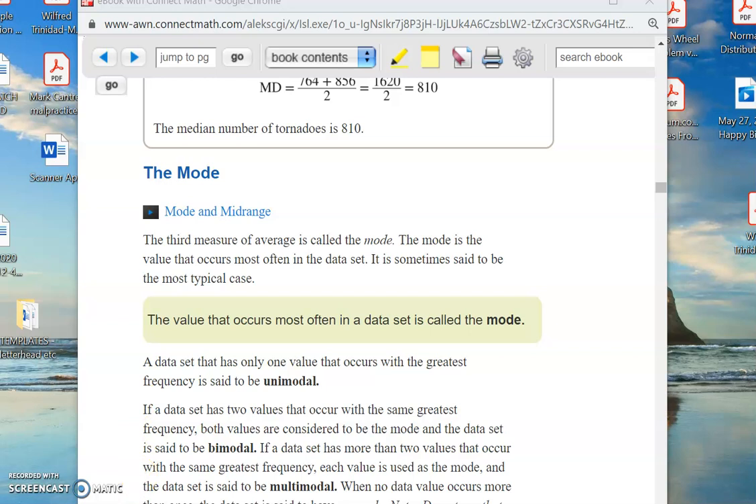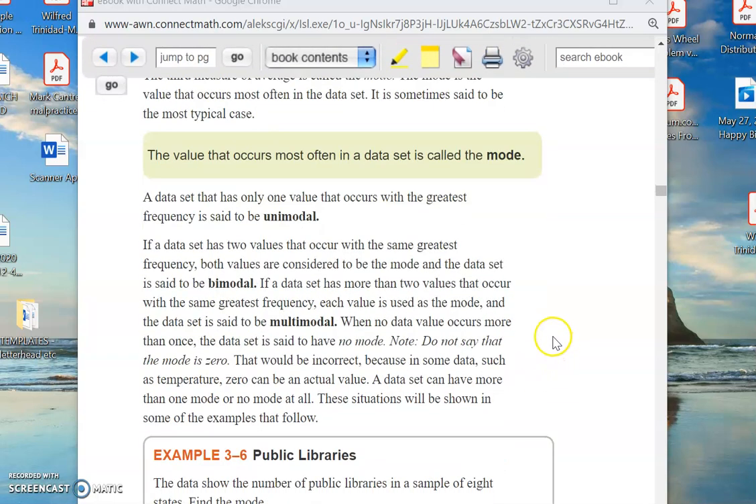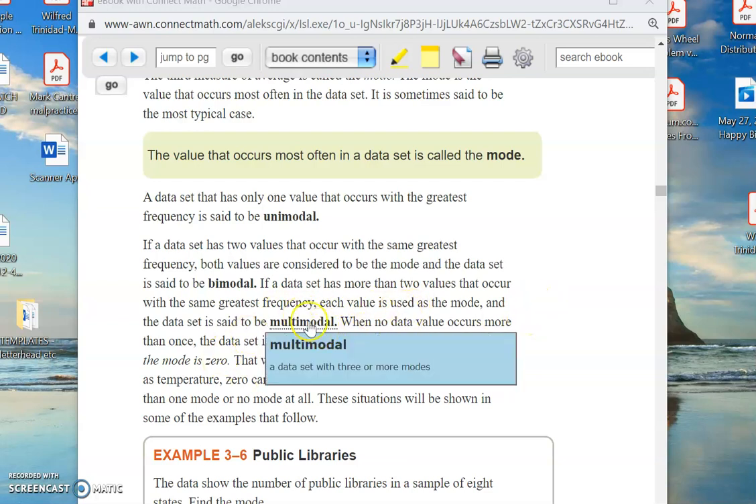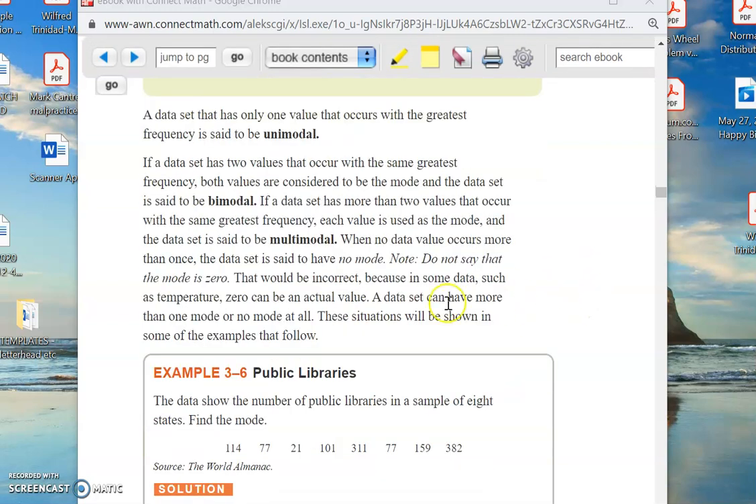Now, if you have a data set that has only one value that occurs with the greatest frequency, in other words, the greatest number of times, we say that it's unimodal. Uni means one, like a unicycle, it only has one wheel. If two values occur with the same greatest frequency, they're both considered to be the mode, and we say that the data set is bimodal, like a bicycle has two wheels. And if you have three or more, then we say that it's multimodal. But it also could have no mode.